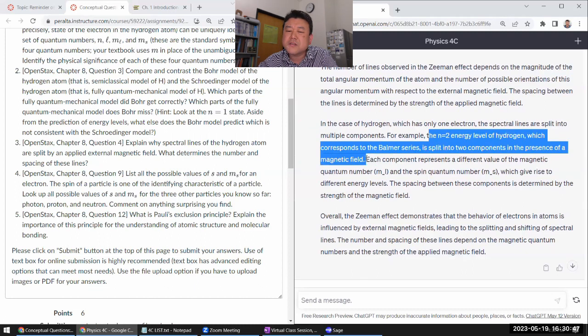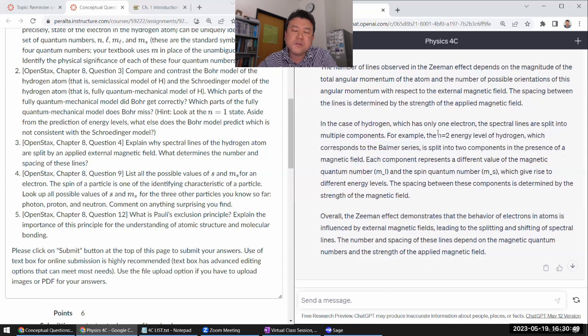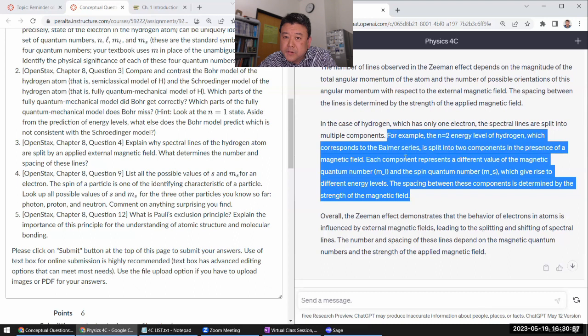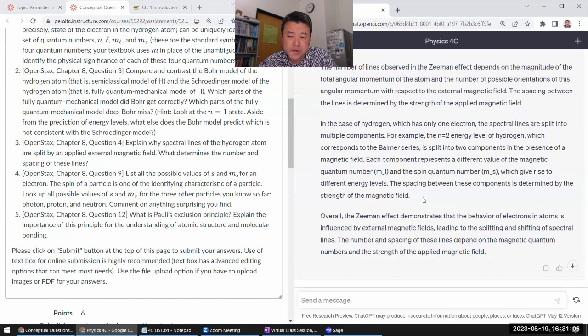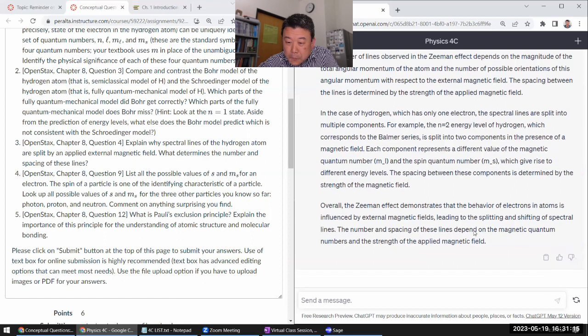Really? That doesn't sound right. Because if it's n equals 2, L can be 1, 0, minus 1. So I'm pretty sure this is wrong. It should be more than 2, at least 3 just considering orbital angular momentum. And if spin angular momentum factors in, then even 6. So I'm going to say that's wrong.